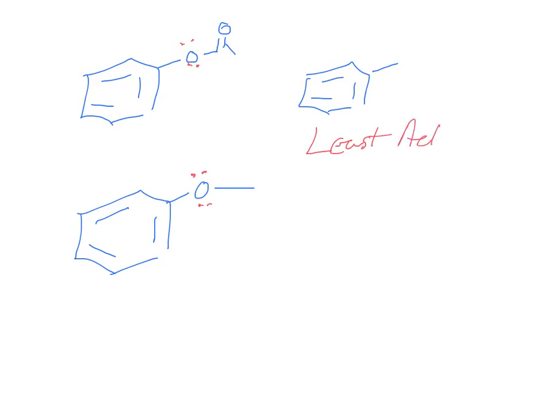Lone pairs are always going to be really good. But then between this ester and this ether, this would probably be the most, and then this is in the middle. Nope, wrong way. What am I saying? The ether is the most because it only has resonance in one direction, and then this would be the middle activator because it can go resonance towards the carbonyl as well.